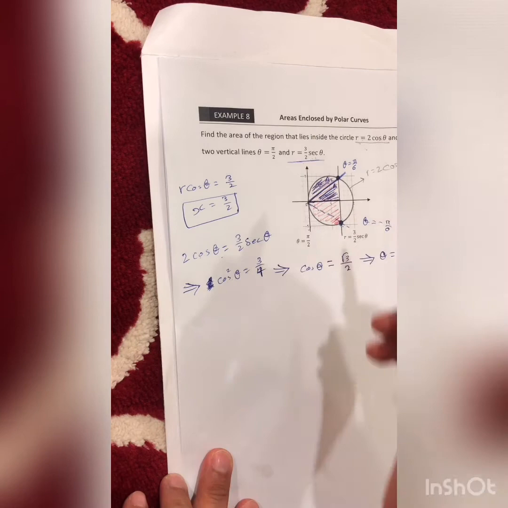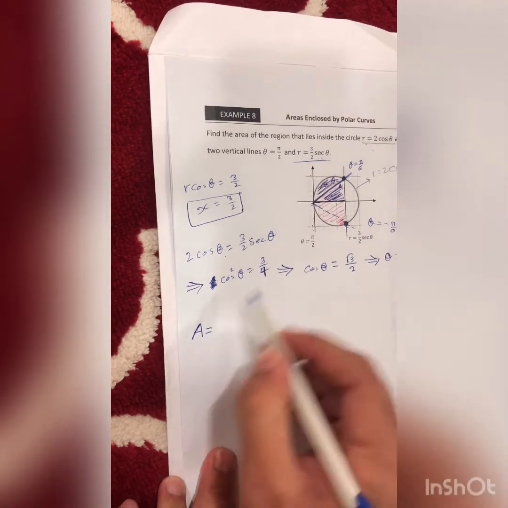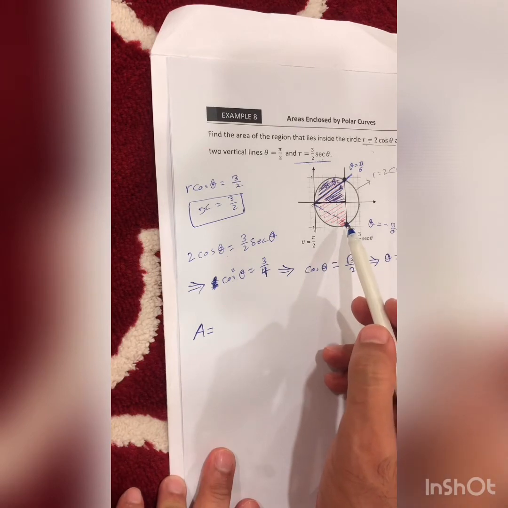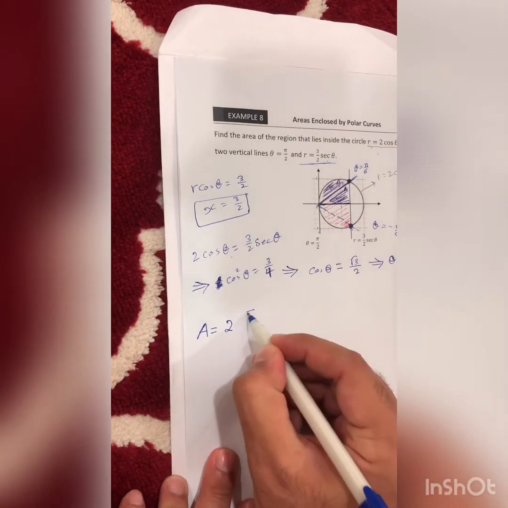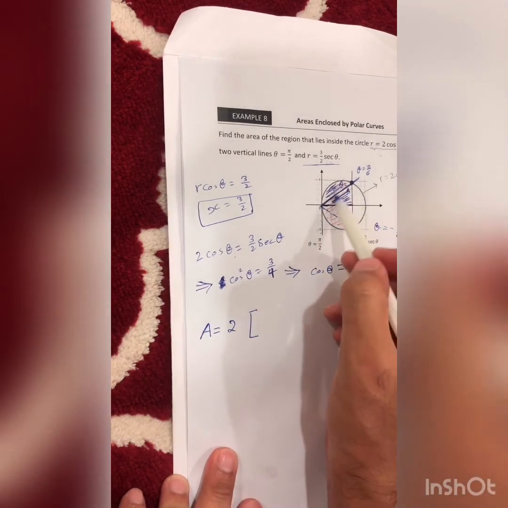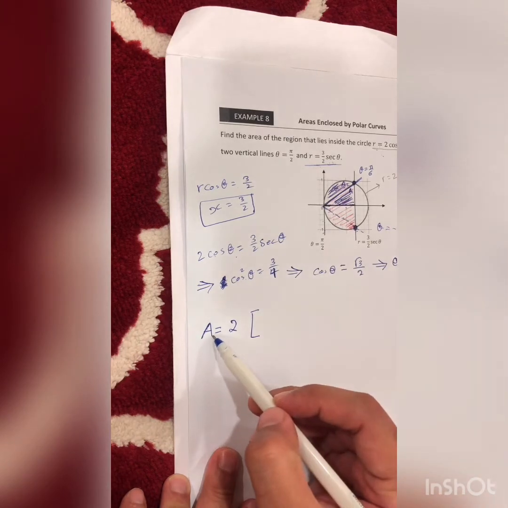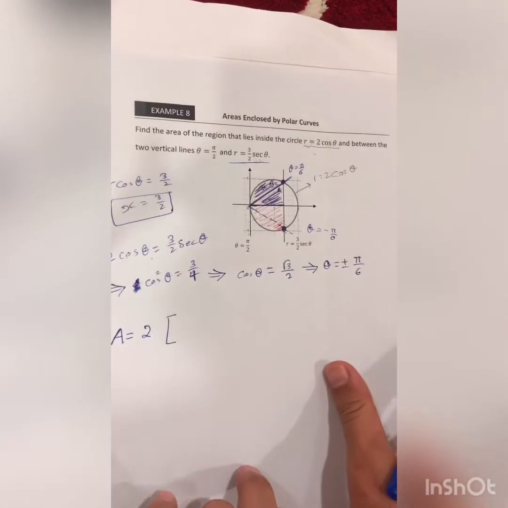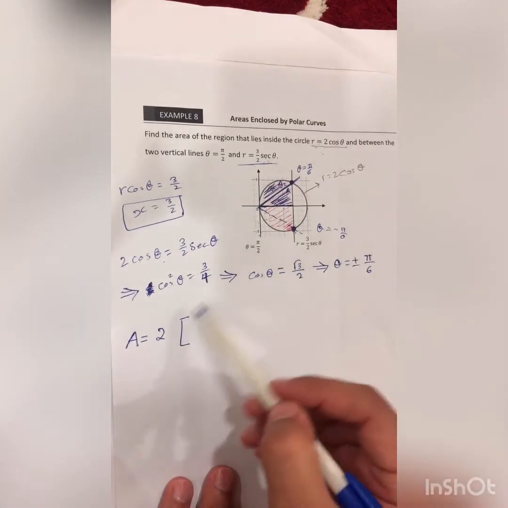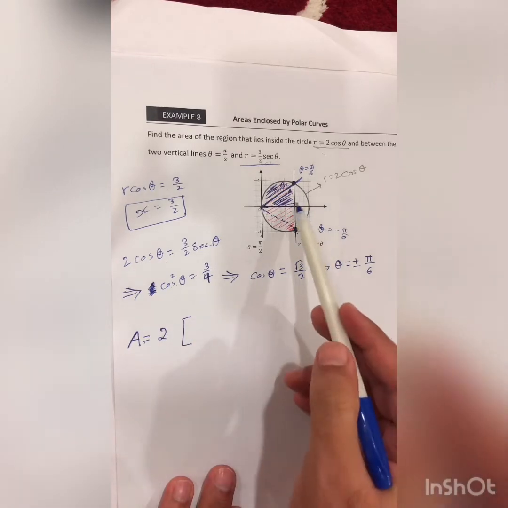Now, the whole shaded area, the total area, equals twice the area above the x-axis.